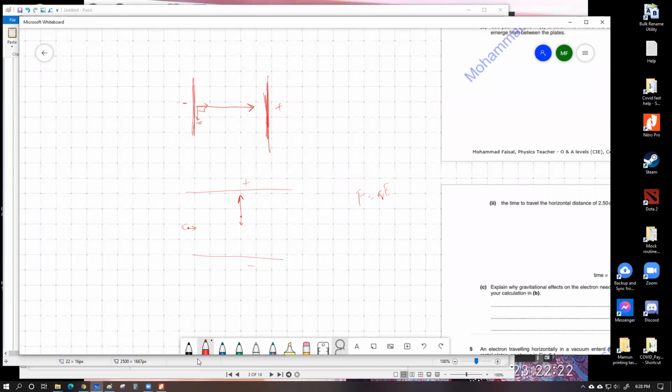Whenever they have the same alignment, in that case we say weight is too small to be considered within this calculation. It practically doesn't have any effect. The force produced by the weight, or the acceleration created by the weight, is negligible for this scenario. That's the way we explain these things.